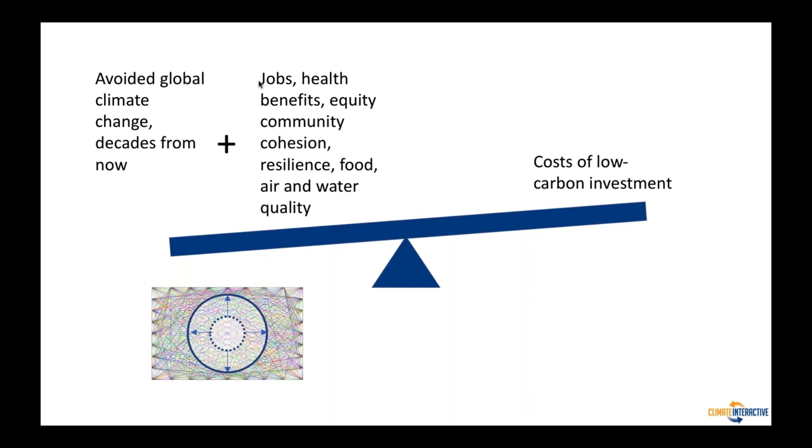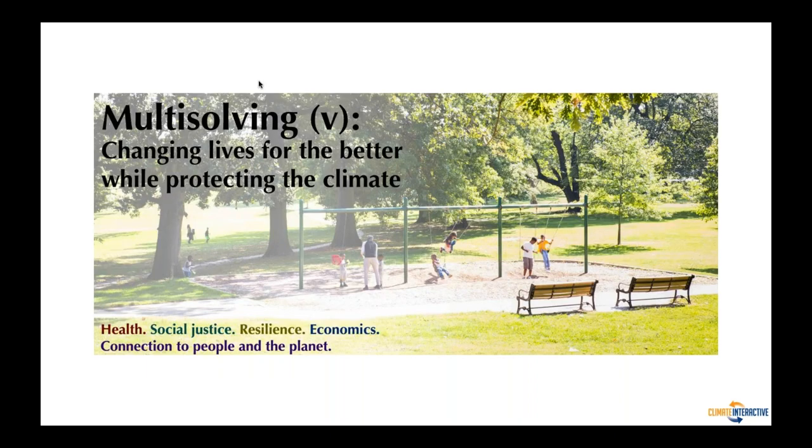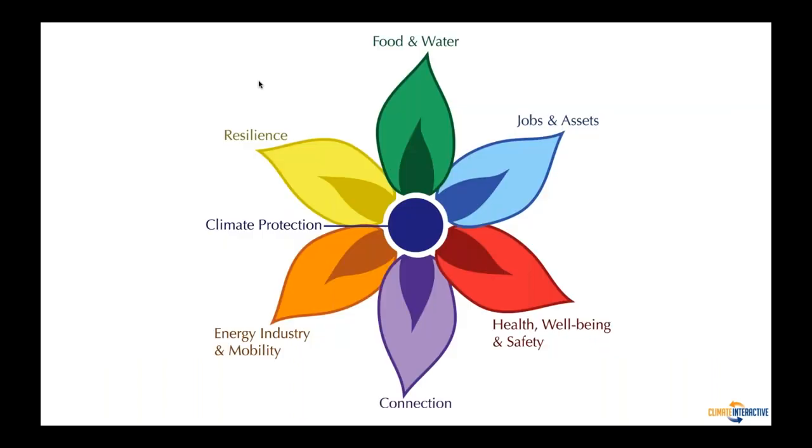When we started doing this work, we talked about it in lots of different ways. We talked about multiple benefits, co-benefits. We ran into limitations of each of those words. So a few years ago, we started calling what we were observing, and we were really observing it, watching these projects play out around the world. We felt that the word multi-solving captured it better. And we define multi-solving as changing lives for the better while protecting the climate.